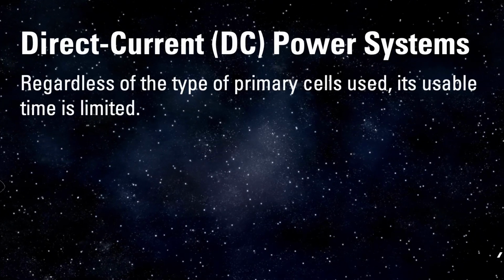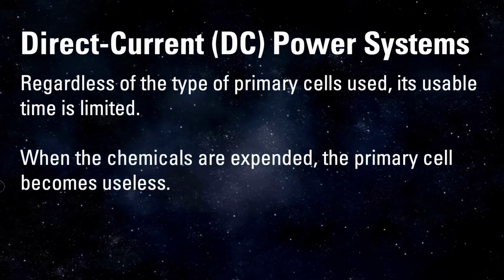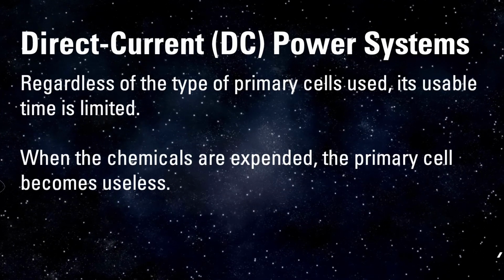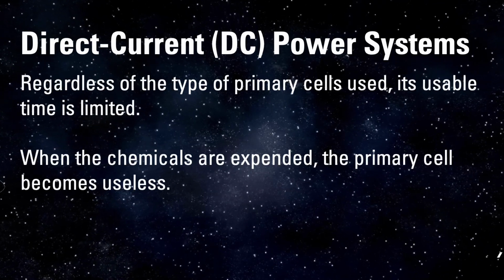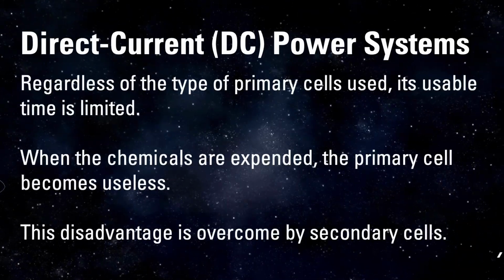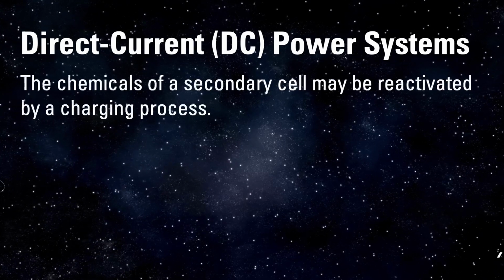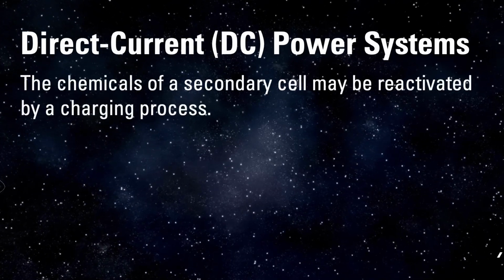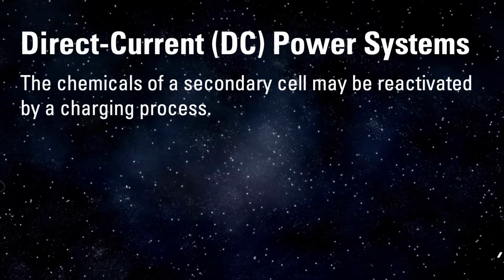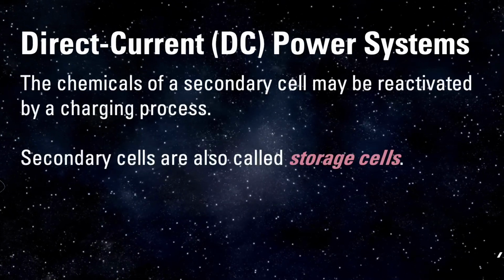Regardless of the type of primary cells used, its usable time is limited. When the chemicals are expended, the primary cell becomes useless. This disadvantage is overcome by secondary cells. The chemicals of a secondary cell may be reactivated by a charging process. Secondary cells are also called storage cells.